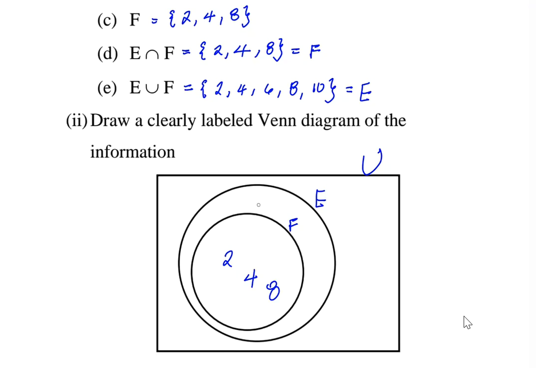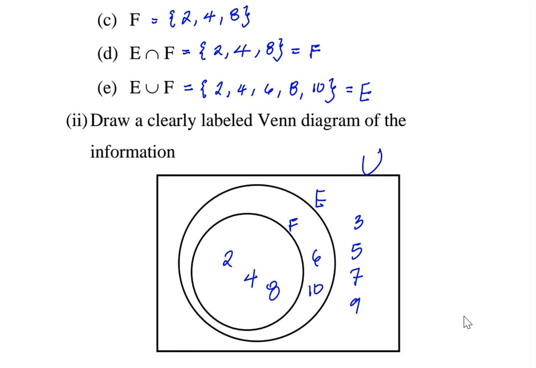6 and 10. And now the elements which are neither in E nor F are 3, 5, 7, and 9. All right. So this would be what my universal set looks like.